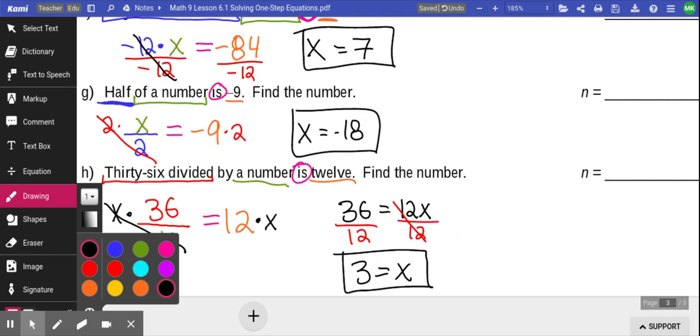Wonderful. That's solving one-step equations. In the future, we'll be doing two-step equations. You're definitely going to want to get good at one step before you try moving on to the harder ones.